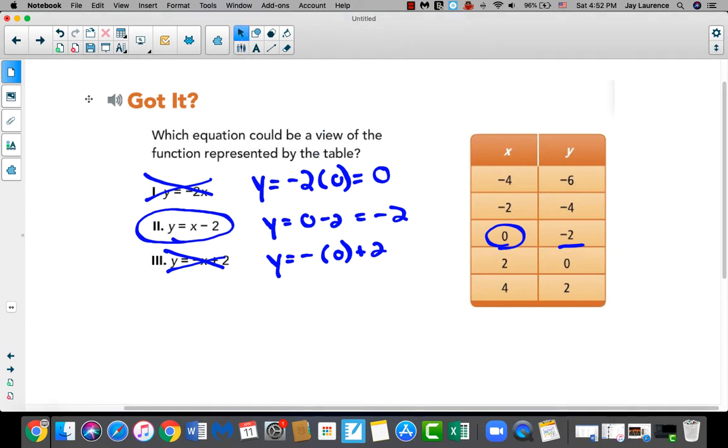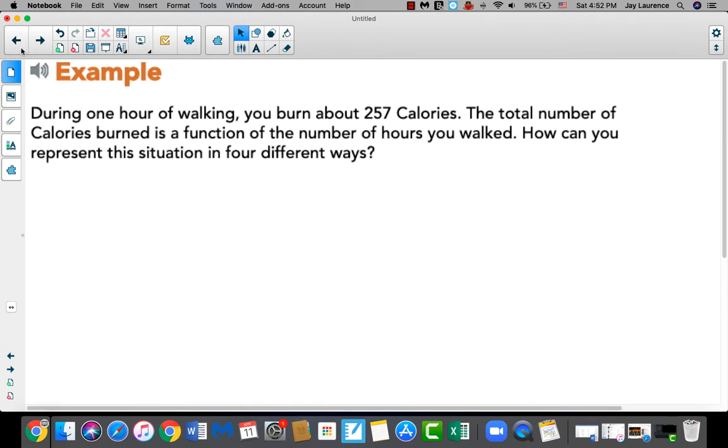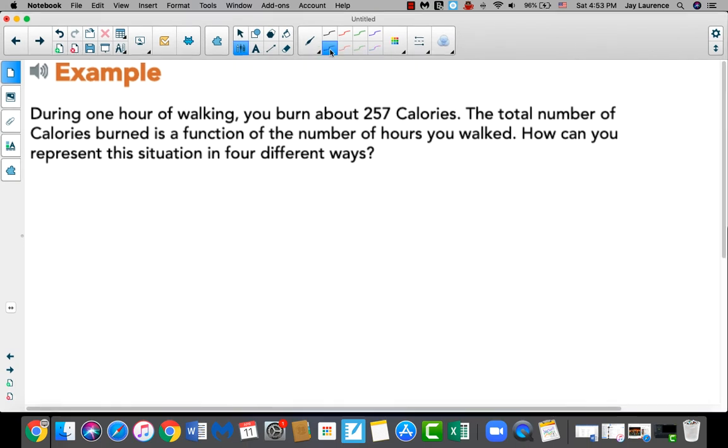Okay, now I've got another problem here. It says, this is straight from Digits. I just copied it into Smart Notebook. During 1 hour of walking, you burn 257 calories. Man, I just heard a slope. 257 for 1 hour. Calories per hour. The total number of calories burned is a function of the number of hours you walked. How can you represent this in 4 different ways? Well, you know what? Since I heard an equation, I'm going to go with that.